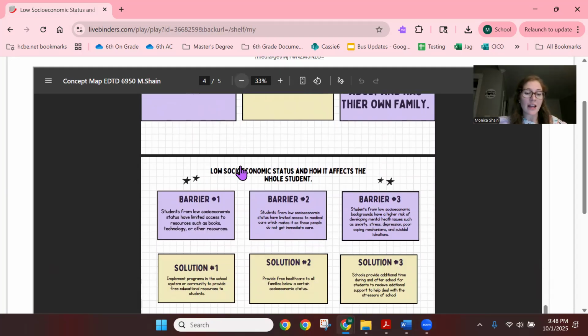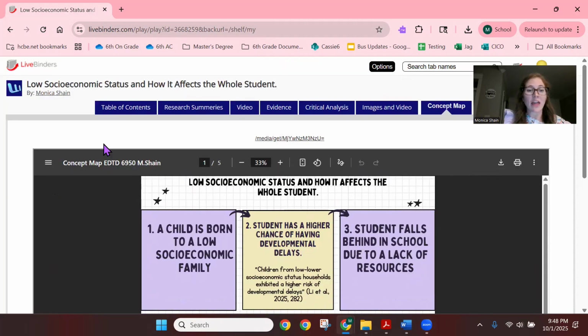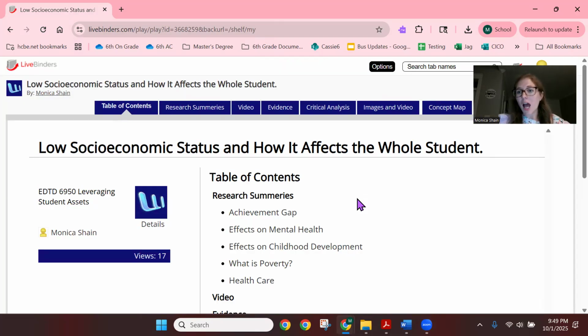A couple of solutions that I found to implement would be free resources, free healthcare for certain socioeconomic status families, but also time before and after school for our students to get that additional support and enrichment that they may need. Overall, I learned that poverty affects our students in so many different ways, and that we need as teachers to have empathy toward these students and understand that it's not in their control and they're doing everything they can in most times to be successful. It's just the circumstances they're in that are keeping them behind.